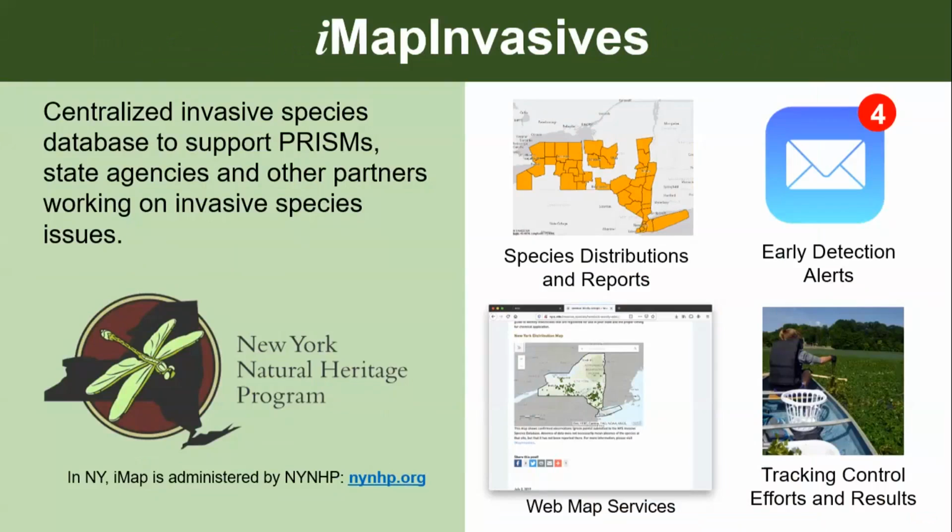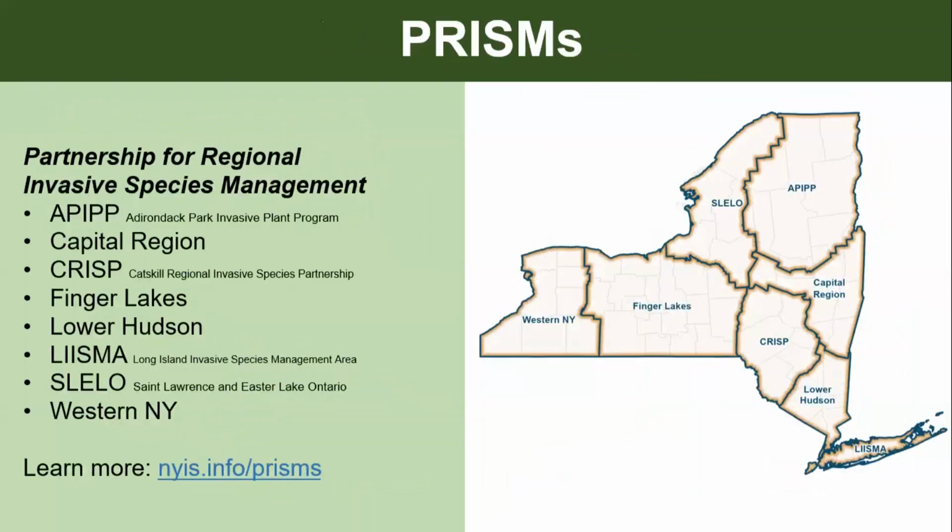And that's where iMapInvasives comes in. So we're the centralized invasive species database for New York State to support state agencies, PRISMs, other partners working on invasive species issues. You can use IMAP to report observations, to view data, to view invasive species distributions, to track control efforts, and more.